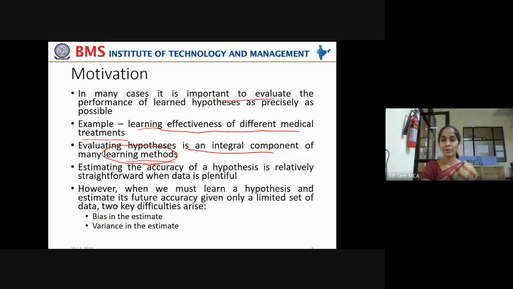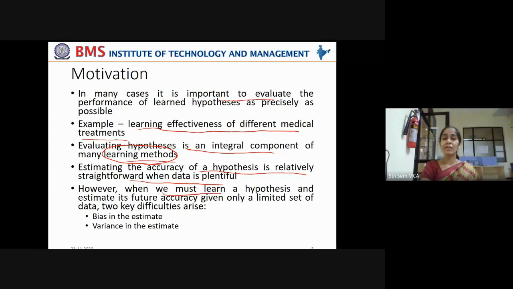Now, estimating the accuracy of a hypothesis is relatively straightforward when data is plentiful. Say you have 1 lakh patients' data, or you have 10 million patients' data. In that case, you can easily claim that you have a representative sample, because across the Indian population, if you take 10 million data points, it is a representative sample, right? It may cover all sorts of patients. So evaluating the accuracy of a hypothesis is actually easy when the data is plentiful.